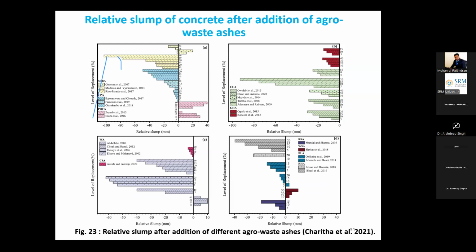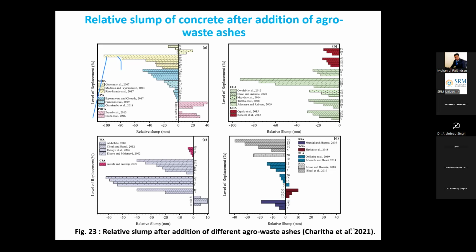So we can see here in this slide, for the different levels of displacement, this basically shows the relative slump after the addition of agro waste ashes. In most of the cases, as we can see here, the slump is on the left hand side, on the negative side, and on the right side for a few of the cases. When agro waste ashes were used, the slump was reduced when compared with the control mixes.